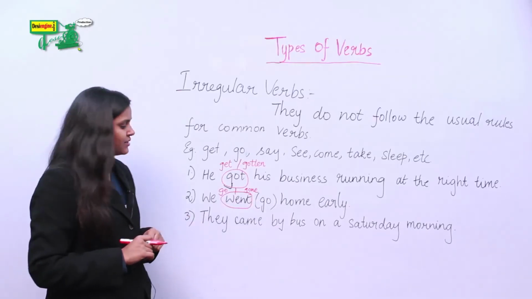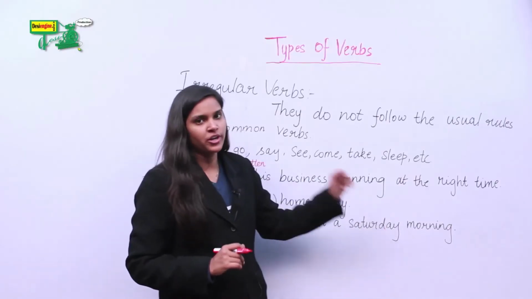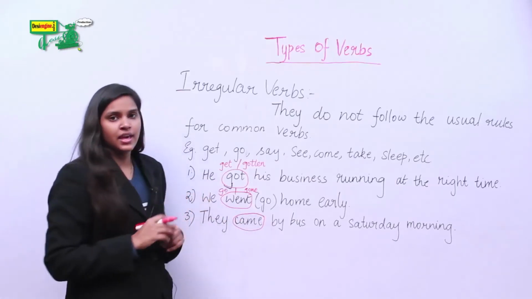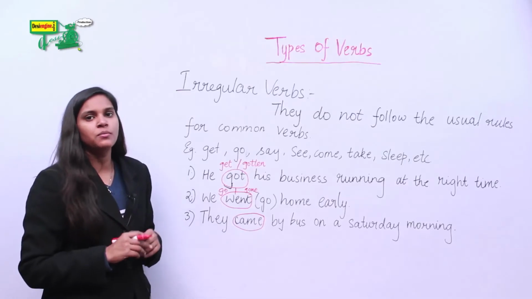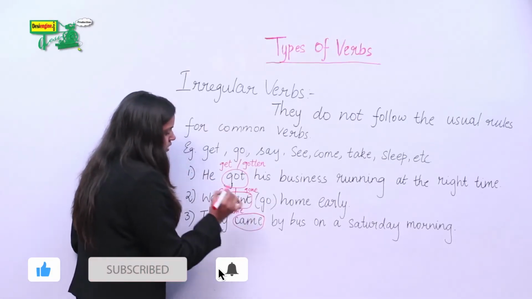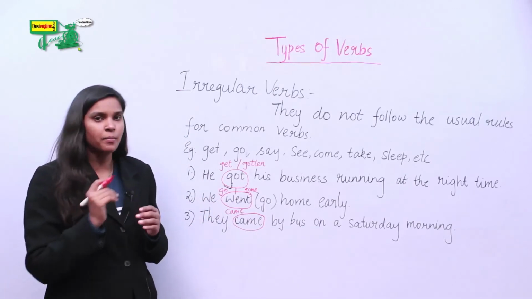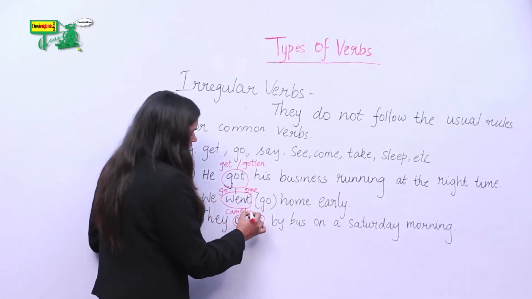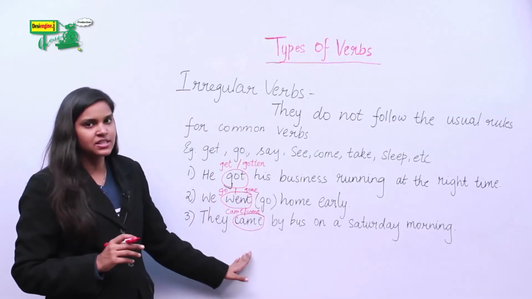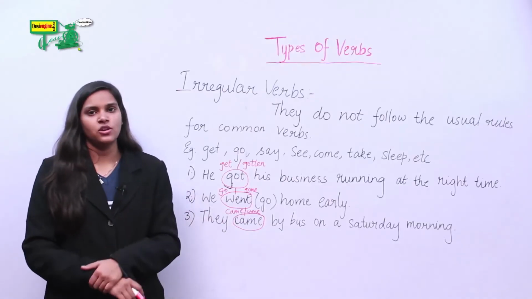Let's do another sentence. They came by bus on a Saturday morning. Here, our irregular verb is came. The main form of the verb came is come. And the simple past of the verb is came. And the past participle of the verb is again come. So, these are the irregular verbs.